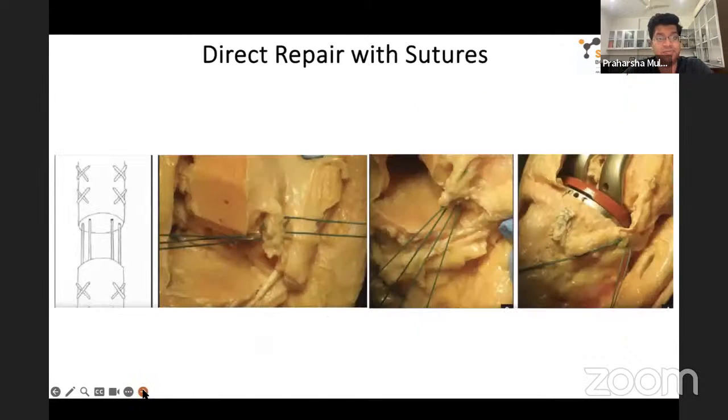when you don't have a clear cut avulsion fracture causing this. So in most cases, you should try to upsize your polyethylene insert and you can perform a direct repair with sutures. Although according to literature, it doesn't have the best outcome.